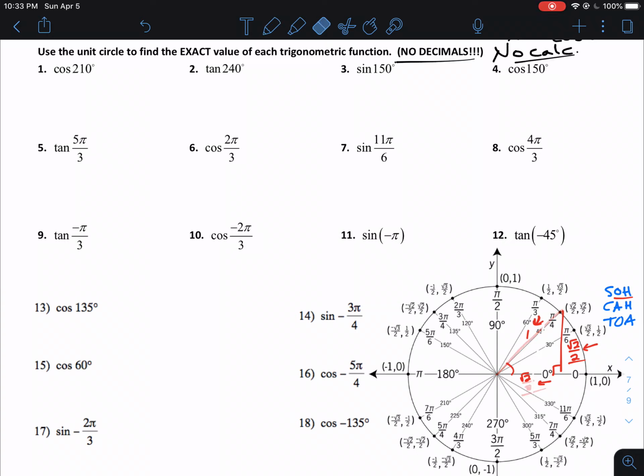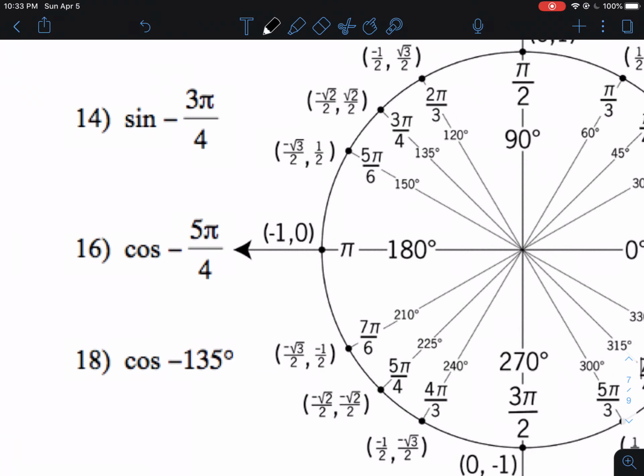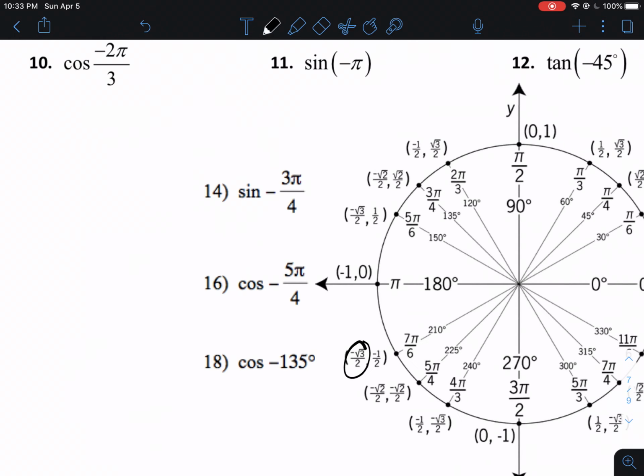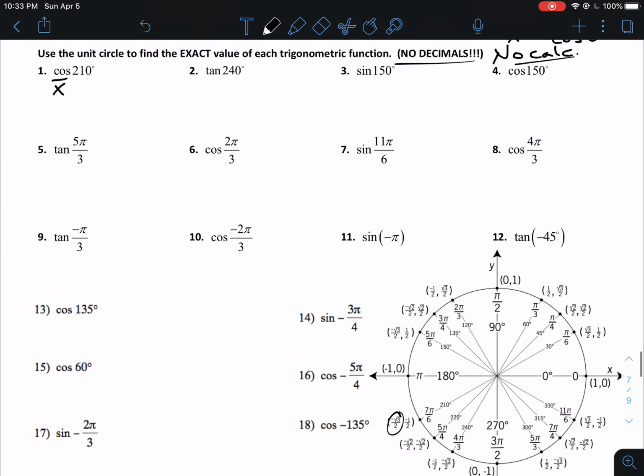Okay, so here's how this is going to work. We're going to use those properties that we just got done talking about to make these problems a lot easier. So when you're looking at cosine of 210 degrees, all you need to do is look at the x value for that angle. So coming down to our unit circle, 210 degrees has an x value of negative square root of 3 over 2. That would be your answer for number 1.